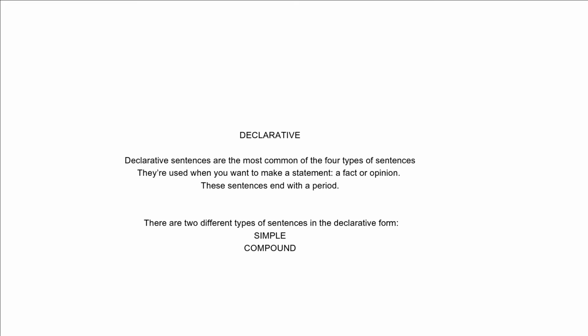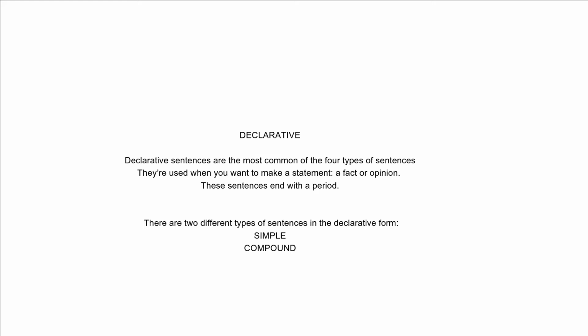The declarative. Declarative sentences are the most common of the 4 types of sentences. They're used when you want to make a statement, which can be a fact or an opinion. These sentences end with a period. Many pieces of writing contain numerous declarative sentences in a row, or are made up nearly entirely of declarative sentences, since they're the best sentence type for laying out a story in a clear and understandable way.